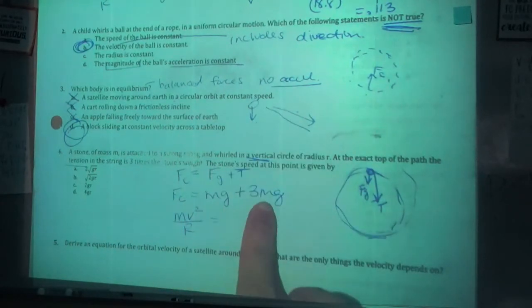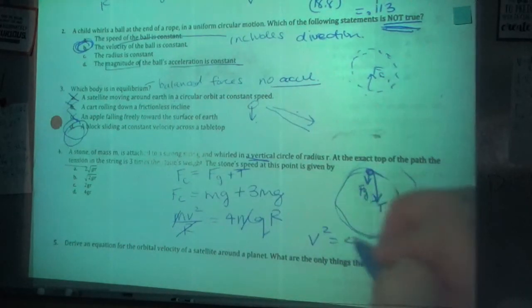3 mg plus mg is 4 mg. The masses cancel out. We're trying to get the speed or velocity, so I multiply the r up, and then we have v squared is 4gr. We're going to take the square root.